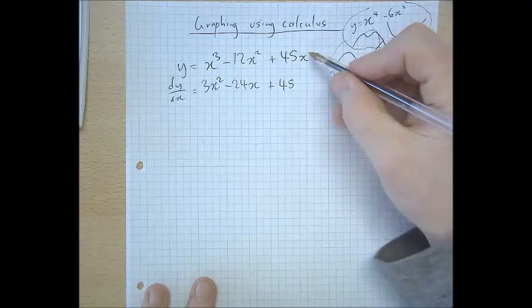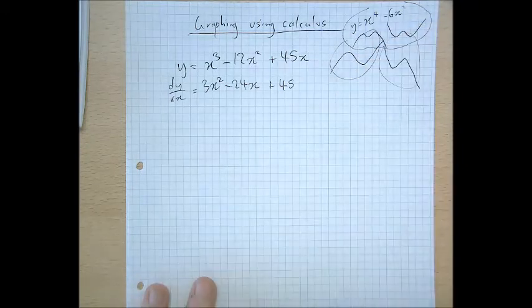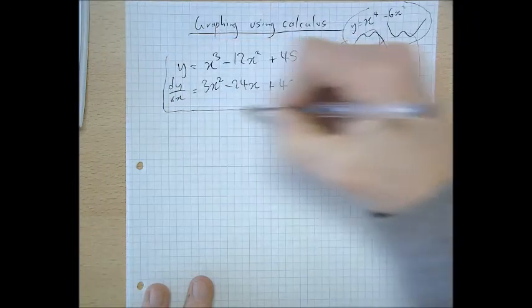And then that power of 1 would become a power of 0, which is why you don't see the x anymore, because anything to the power of 0 is 1. So that's our multiple choice box.